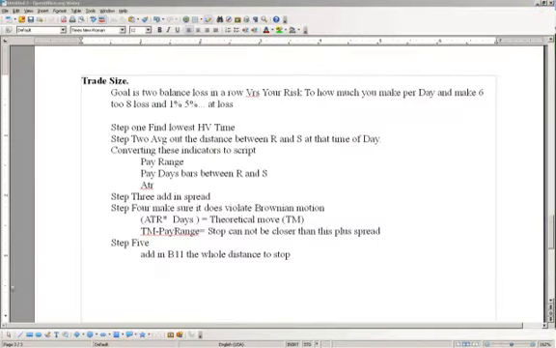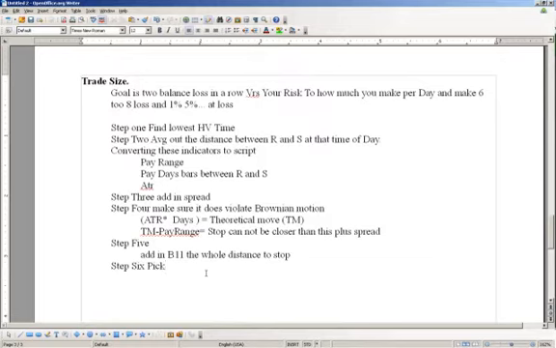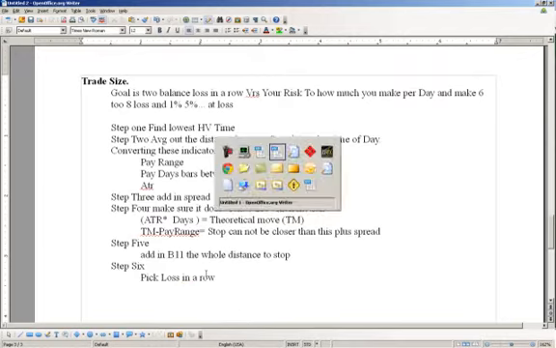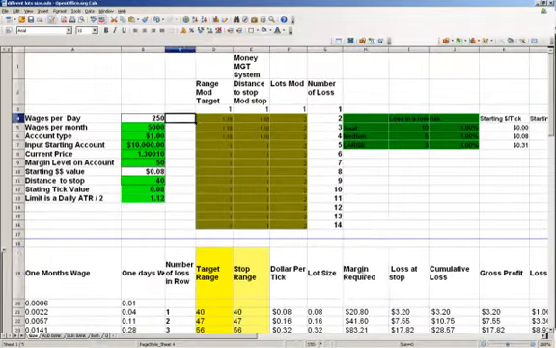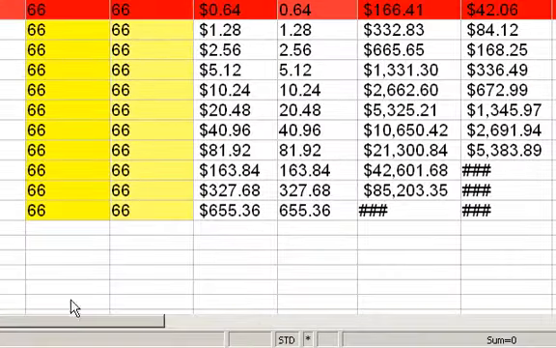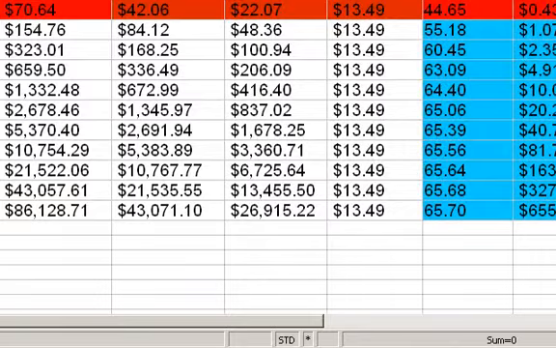All right. So step 5, we get the distance to stop. Step 6, we're going to pick how many losses in a row. Now, when you pick the losses in a row, this is the most important thing you're going to have to watch. You have to keep in touch with a ratio of 1 to 2 things, right here where it says cumulative loss.